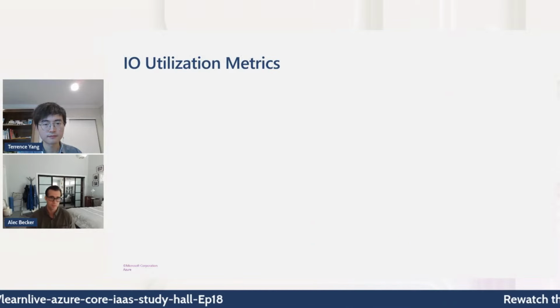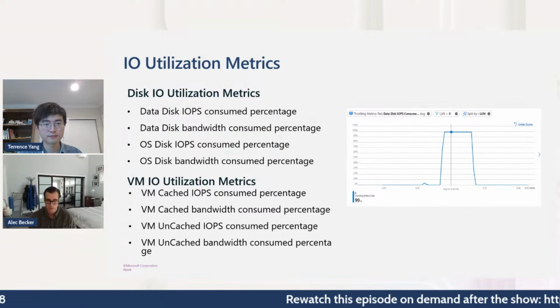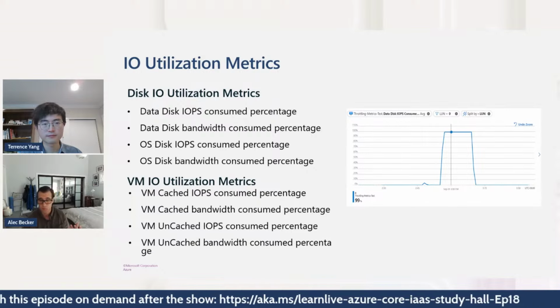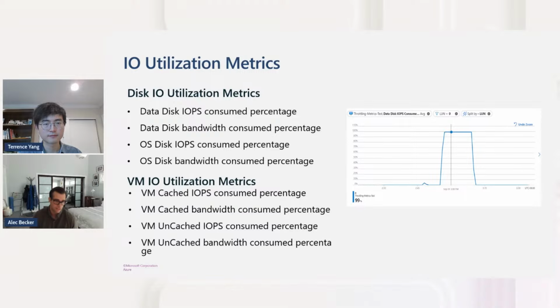To help with finding bottlenecks in your storage system on your VMs and your disks, we put out these IO utilization metrics. These metrics are pretty cool. Basically, what they tell you is, from 0 to 100%, how much of your IOPS or bandwidth you're using for your data disk or your OS disk. And on your VM side, it also gives you a number from 0 to 100% of how much cached IOPS you're using, cache bandwidth, or the uncached IOPS and bandwidth.